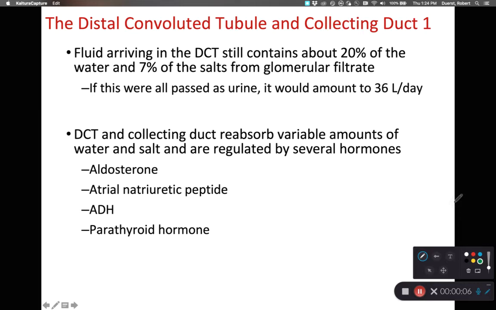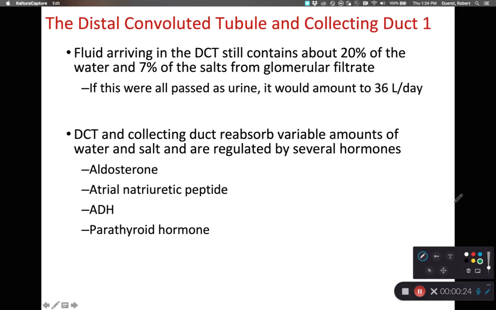Hi class, in this recording we will be focusing on our DCT, distal convoluted tubule, and the collecting duct. So at this point in our journey, our urinary journey, we've gone through the renal corpuscle, the proximal convoluted tubule, the loop of Henle, nephron loop, and now we're at the distal convoluted tubule.